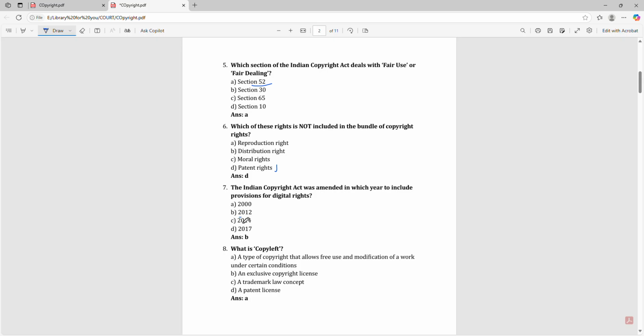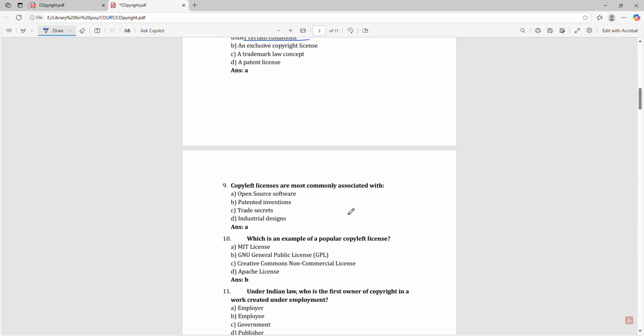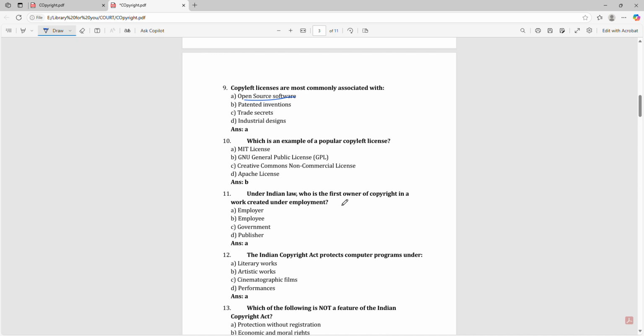In 2012. What is copyleft? A type of copyright that allows free use and modification of a work under certain conditions. Copyleft licenses are most commonly associated with the open source software, which is an example of a popular copyright license, that is GNU, General Public License.